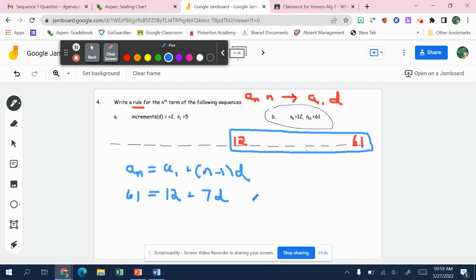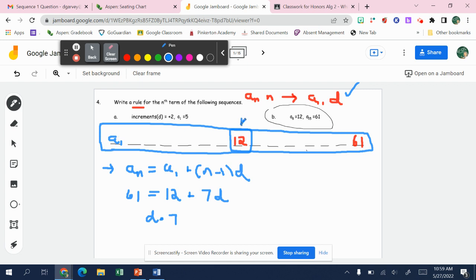So all I have to do now is solve for d. So 61 minus 12, and then divide that by 7, and I'm going to get that d equals 7. So now I know my d value, so I've got that one. But they want to know the rule for the whole sequence, so now I have to go back and figure out, well, what is my a1? Well, once again, I can use this formula here, and I can use either the whole sequence or just this piece. It doesn't really matter because all I need to know is a1.